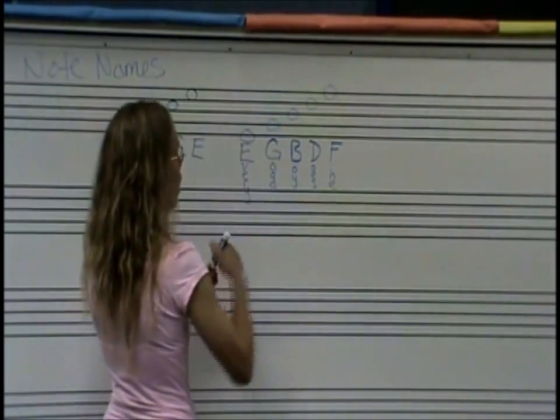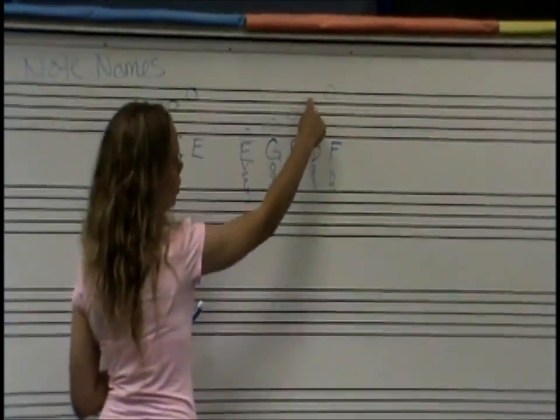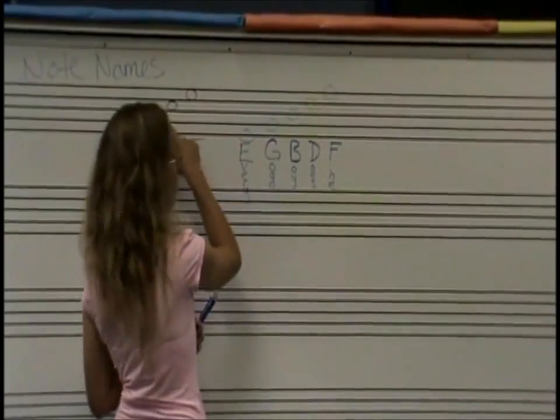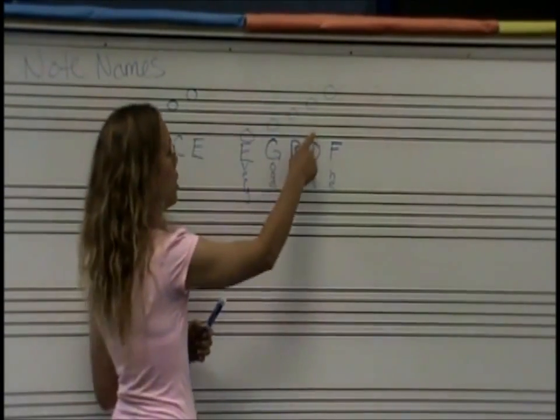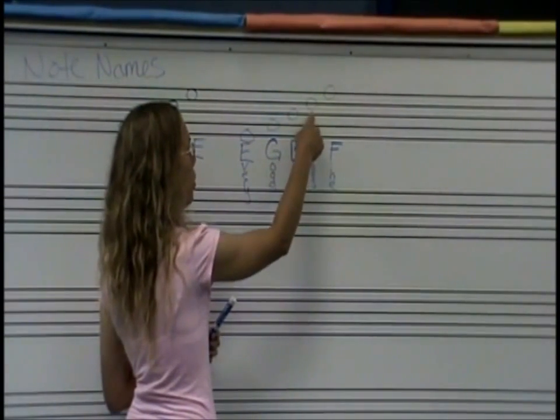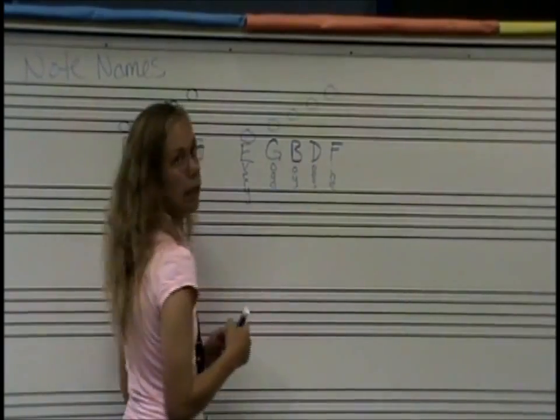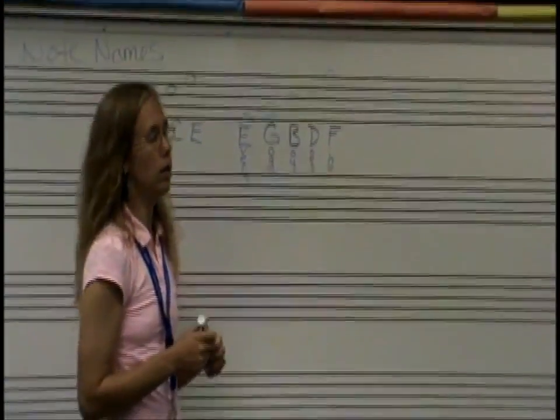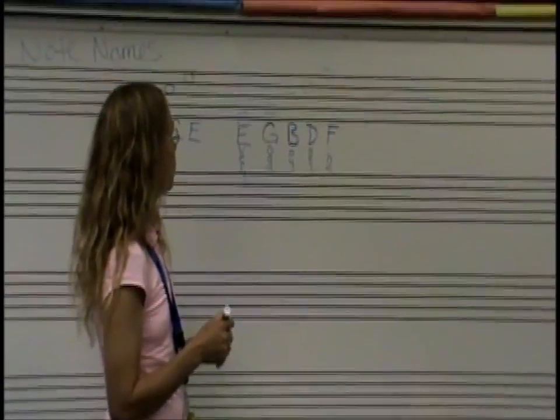If you only saw this note on your page, you'd have to count up from the bottom, just like you counted up from the bottom on this, and you go every good boy does. That would be our D note. And so this is how we read line notes.